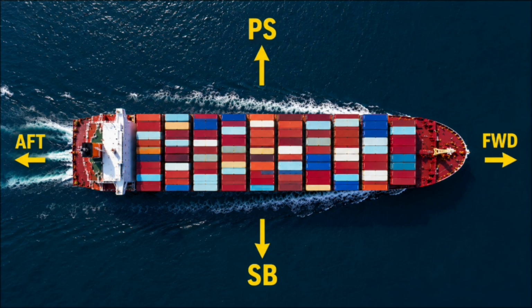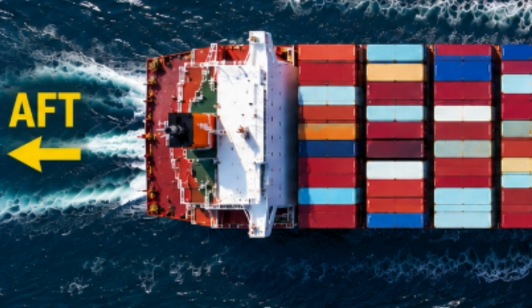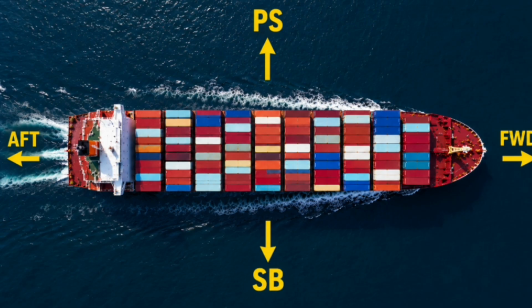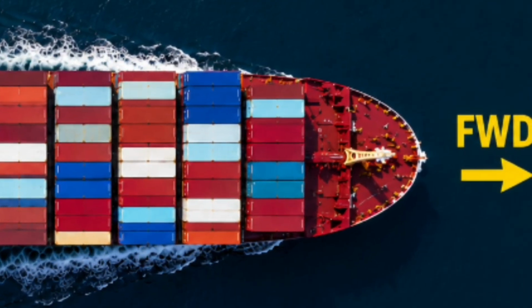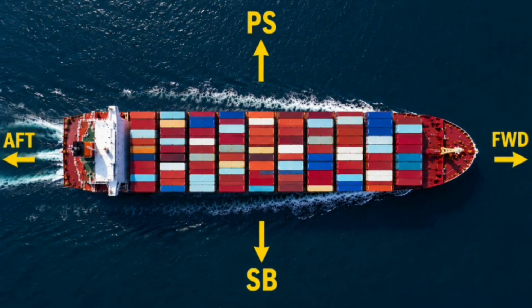Let's start with AFT. AFT refers to the rear of the ship, where the propulsion system is typically located, including the propeller and rudder. This is the section responsible for driving and steering the vessel. Next is FWD, short for forward, which refers to the front of the ship. This is where the bow is located, the first part of the vessel to cut through the water as it moves forward.